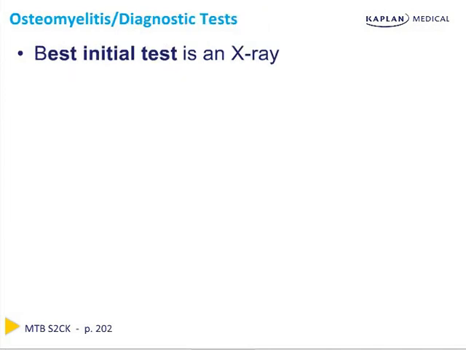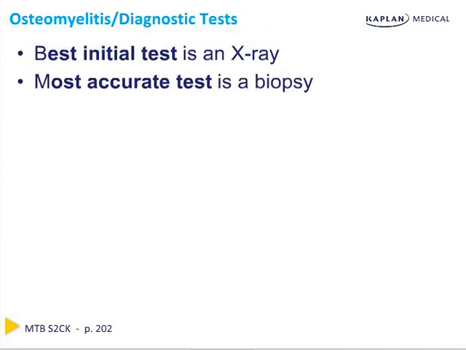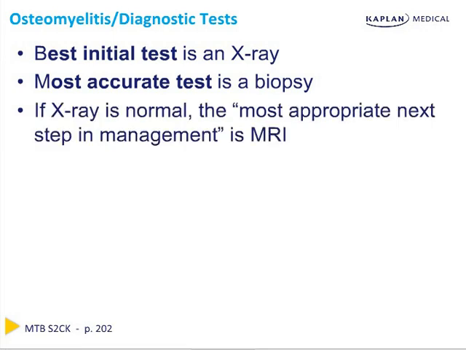The best initial test for osteomyelitis is an X-ray. The most accurate test is a biopsy. If they tell you the X-ray is normal, the most appropriate next step in your management is to get an MRI. CT scan is always the wrong answer.